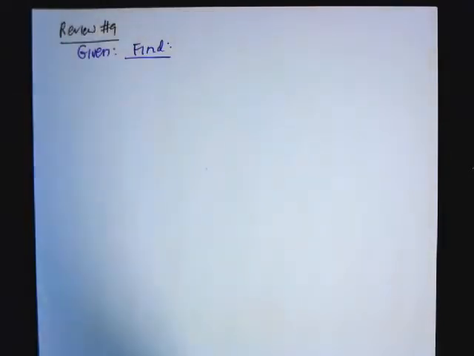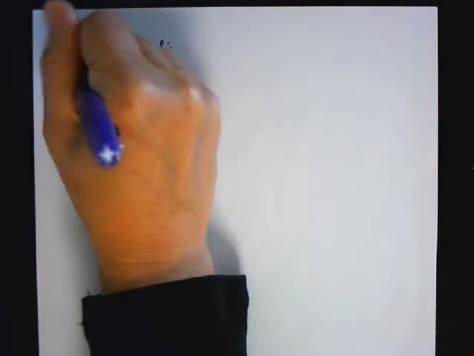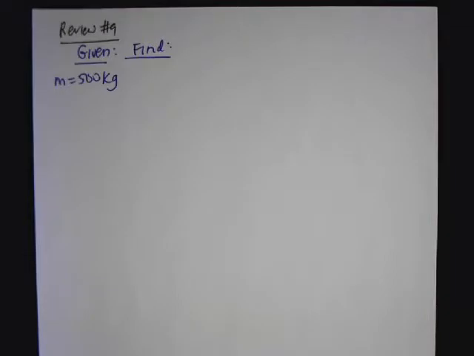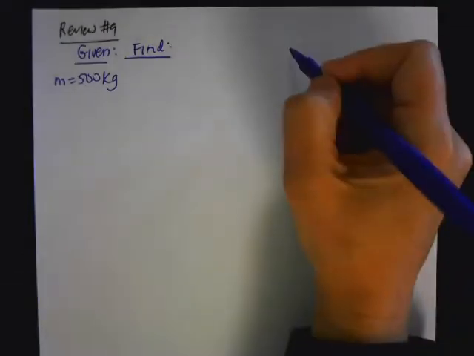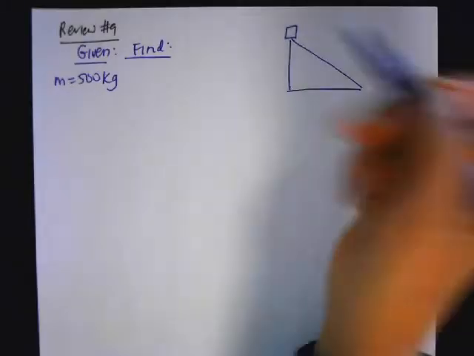So it says a 500 kilogram pig, so that's my mass, is standing at the top of a muddy hill on a rainy day. The hill is 100 meters long with a vertical drop of 30 meters. So I'm just going to kind of draw a picture. Here's the pig, which is the mass.